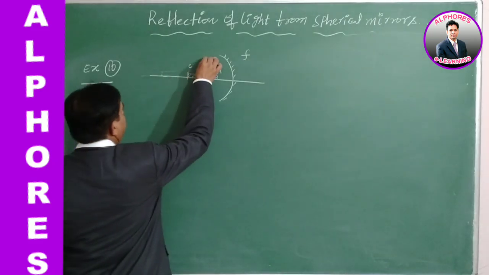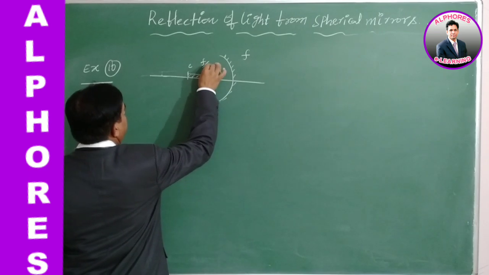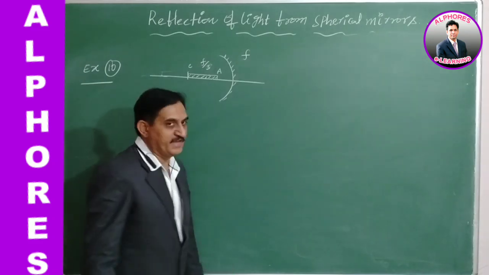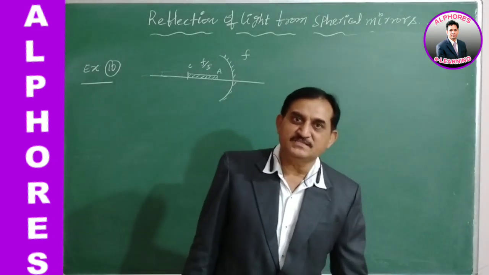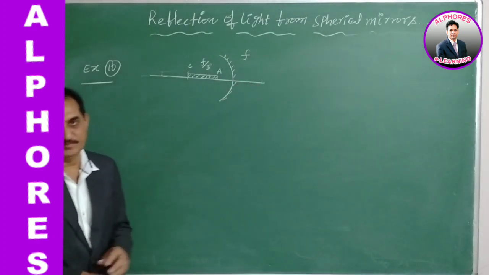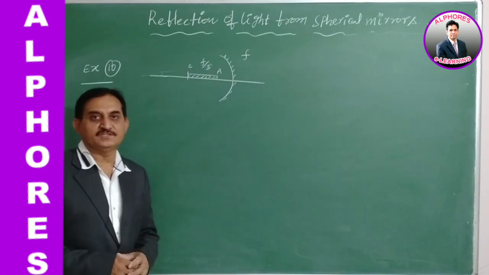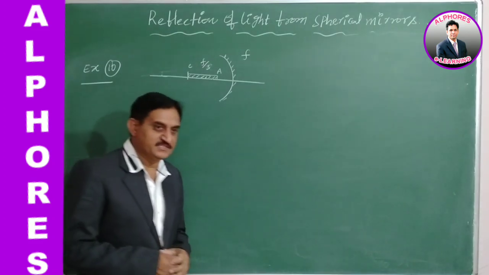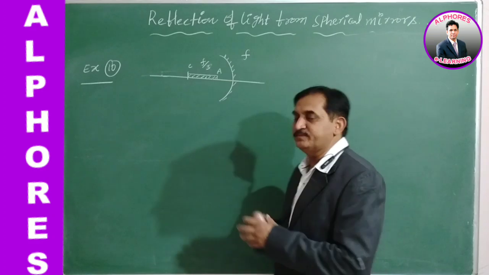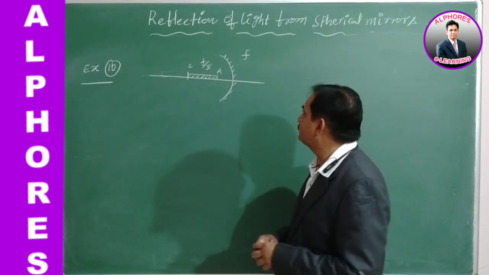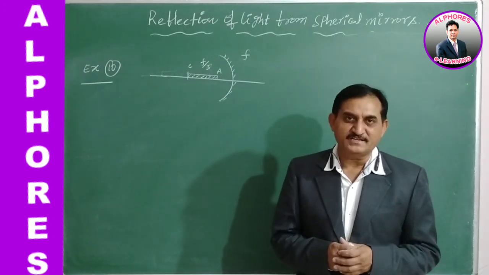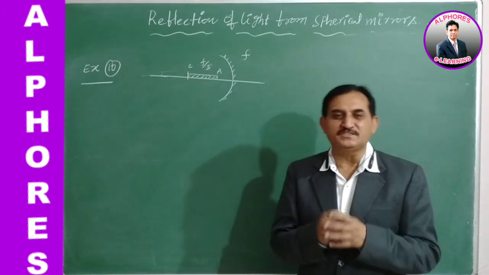There is a concave mirror of focal length f and an object of length f by 3, kept along the principal axis such that its image touches the object. Then find the magnification of the image formed by this concave mirror. Once again, there is a concave mirror of focal length f and an object of length f by 3 kept along the principal axis such that its image is touched with this object.